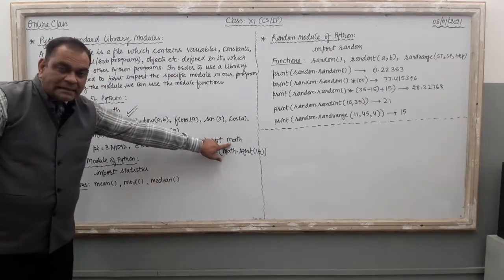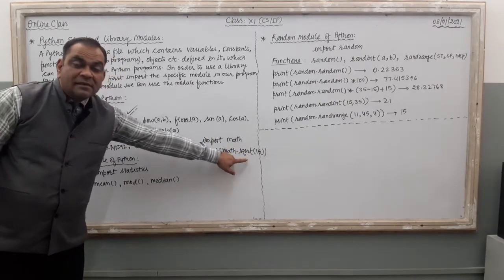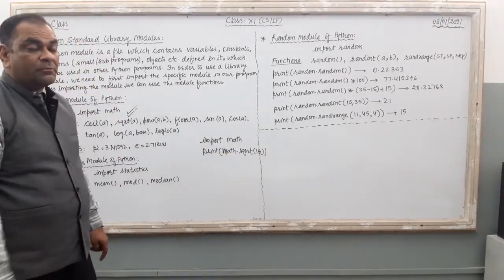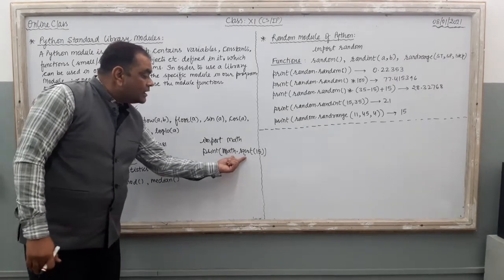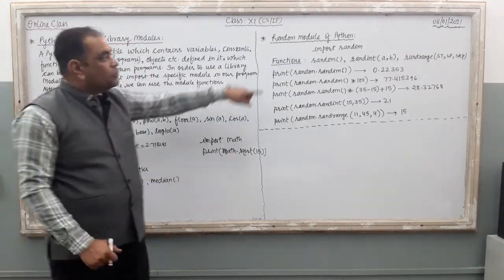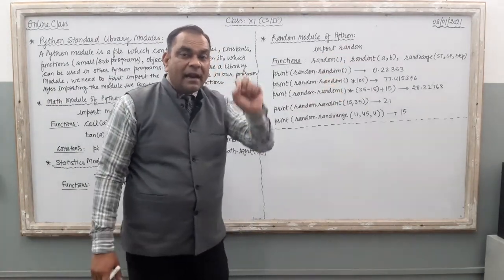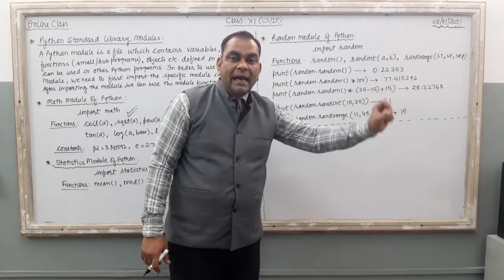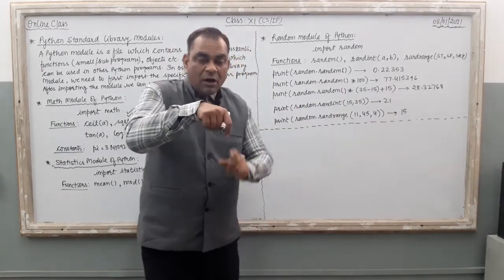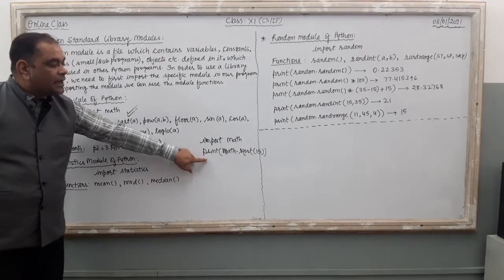Clear? The math module is included, and if we want to access a specific function of this module, we use the statement math.sqrt. If you want to use a specific function of the random module, what is the statement? random.randint, that is, random dot the function name. Clear? So by this command we will get the square root.